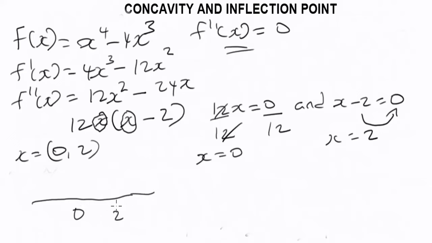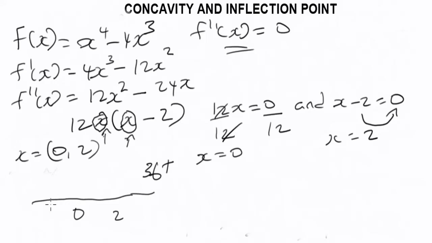Okay, now let's take a number that is greater than 2. Any number. Let's use 3. When you plug 3 here, and 3 here as well, and do the calculation, let's see whether we're going to get a number that is positive or negative. So when you put 3 here, 3 minus 2 gives you 1. 1 times, when you put 3 times 12 here, you get 36. 36 times 1 gives you 36, which is a positive number.